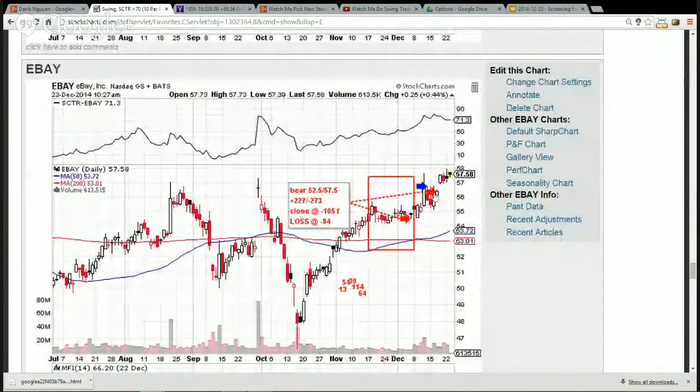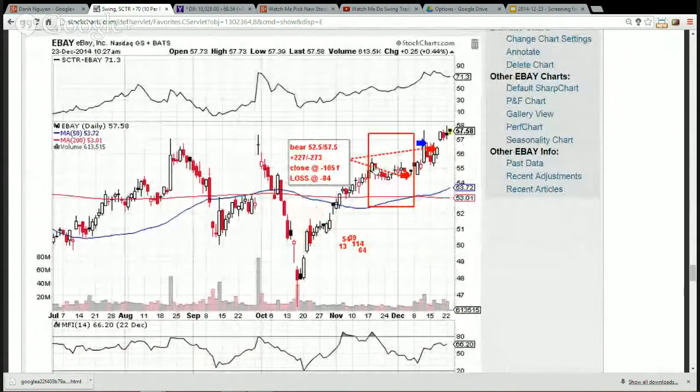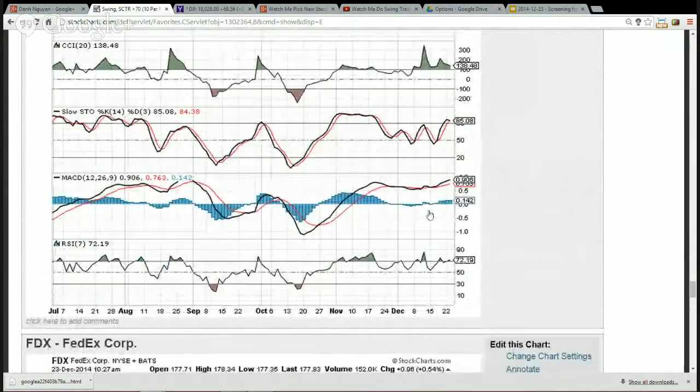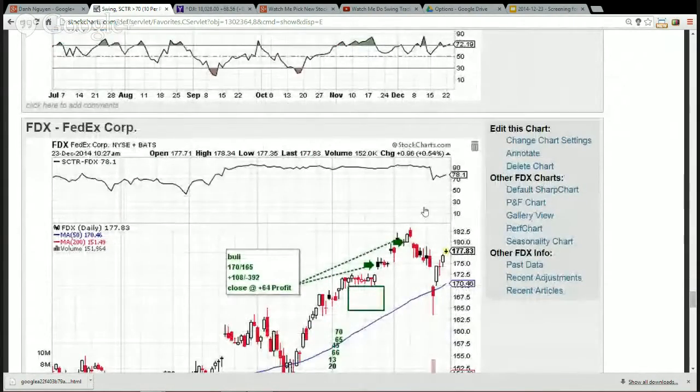eBay again, it's been good. It is a strong stock, and I had a little loss here. Actually, I thought it would turn negative, but it went bullish on it. Again, overbought already, so I wouldn't get in at this point.